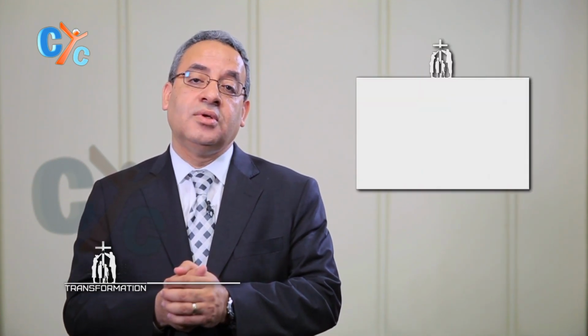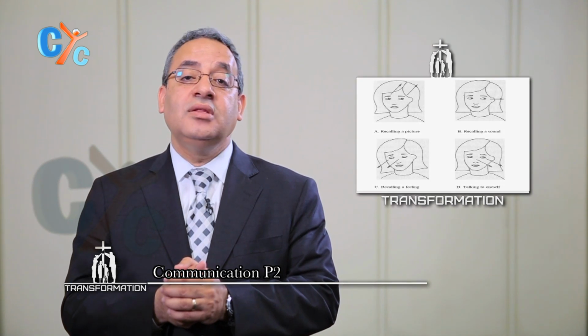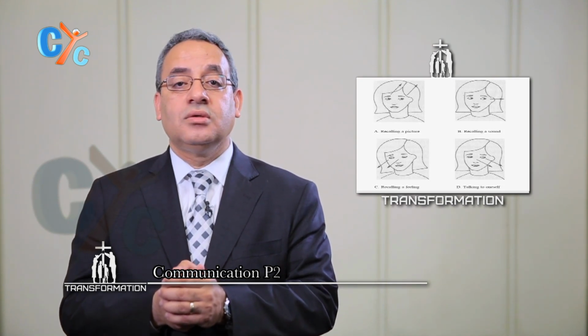What about the eye movement and the impression of each one? We have 4 eye movements. Upward means recalling a picture. Side to side movement, recalling a sound. Downward and to the right, recalling a feeling. And downward and to the left, talking with the self.